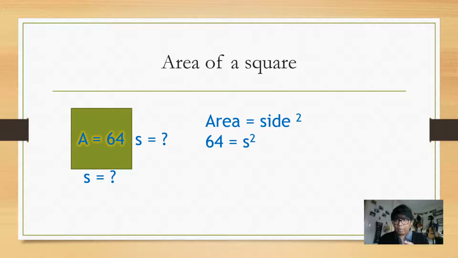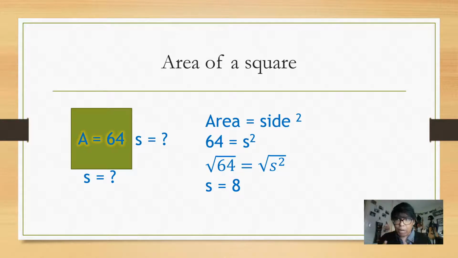Now the algebra comes into play because you're going to have to solve with the square root on both sides. So the square root of 64 equals the square root of side squared. And of course, the square root of 64 is just 8. You can get that with a calculator if you need to. And the square root of S squared is just S.